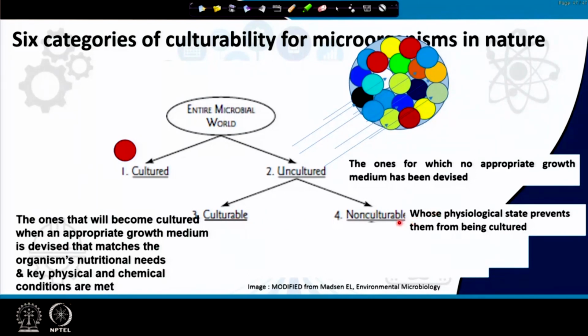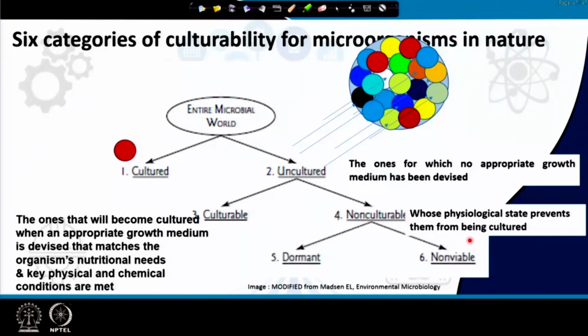Those are the non-culturable, whose physiological state prevents them from being cultured. So, there are physiological restrictions that these organisms have. And within this category, we may have two types. One is dormant. Like endospores of Bacillus or many actinobacteria, they are dormant. Their metabolic activities are at a very low level, and they are not willing to grow or respond or reactivate themselves.